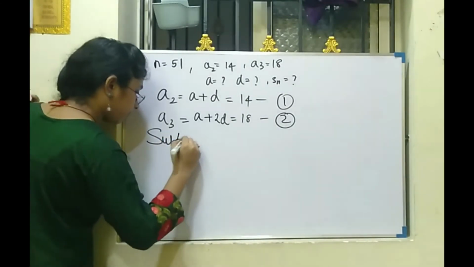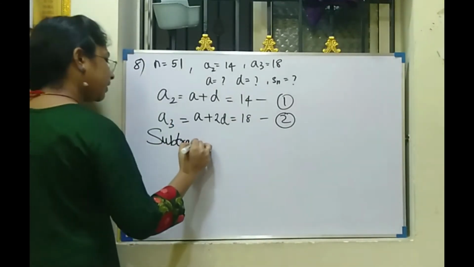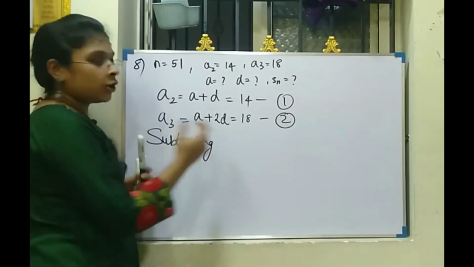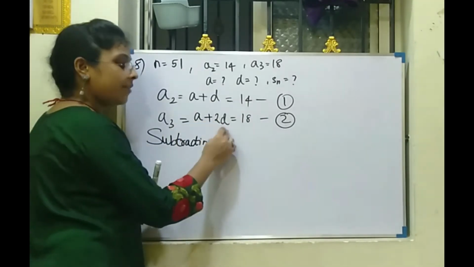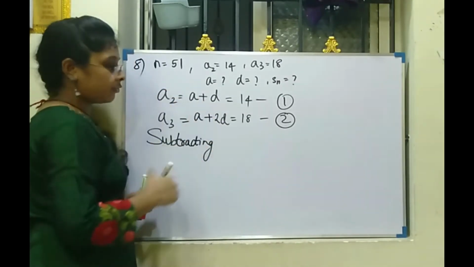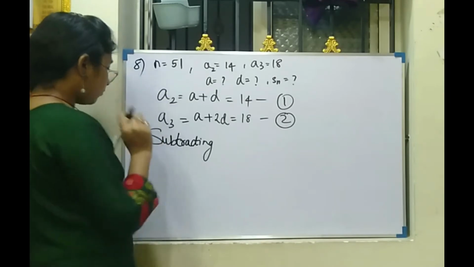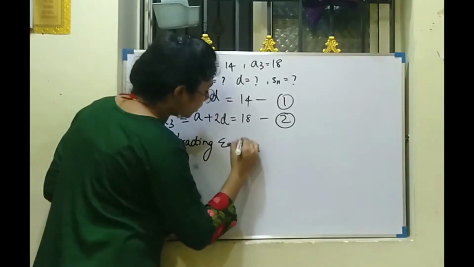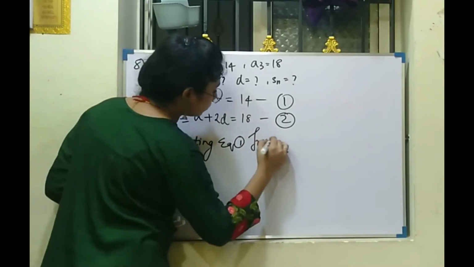Subtracting. Why do we subtract? To eliminate one of those variables, because both the variables are unknown factors. To find one, we have to eliminate one of those variables. So for that I am subtracting these two equations, subtracting equation 1 from equation 2.